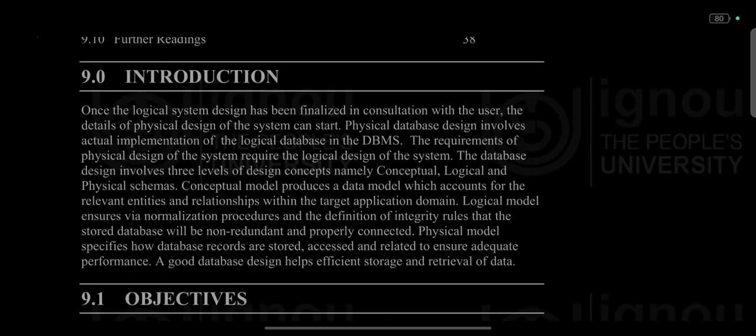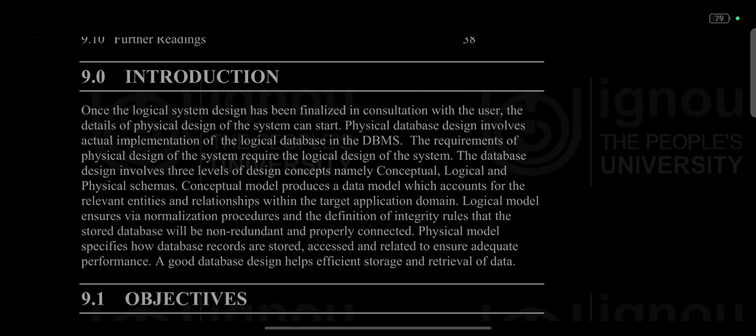Once the logical system design has been finalized in consultation with the user, the details of physical design of the system can start. Physical database design involves actual implementation of the logical database in the DBMS. The requirements of physical design of the system require the logical design of the system. The database design involves three levels of design concepts, namely conceptual, logical, and physical schemas.